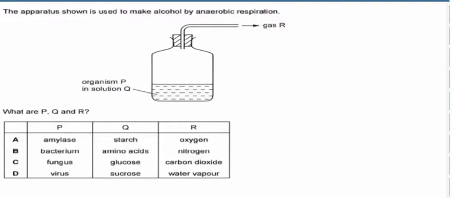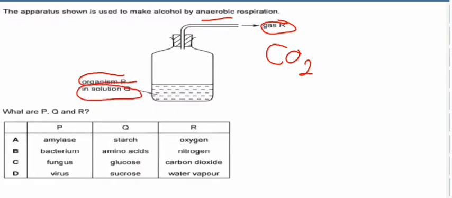So the apparatus shown is used to make alcohol by anaerobic respiration. So we have gas R. Since this one is anaerobic respiration, gas R is going to be carbon dioxide, which is CO2. Then we have organism P and solution Q. Solution Q should be starch or glucose, so it's going to be glucose. Then organism P is going to be fungus. So the answer here is going to be just C.